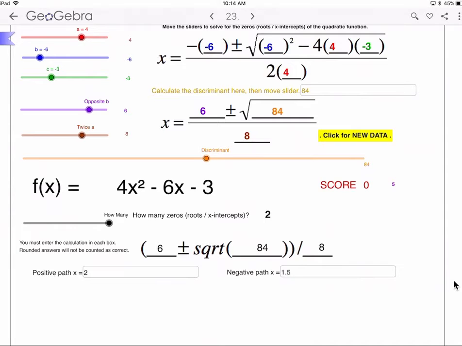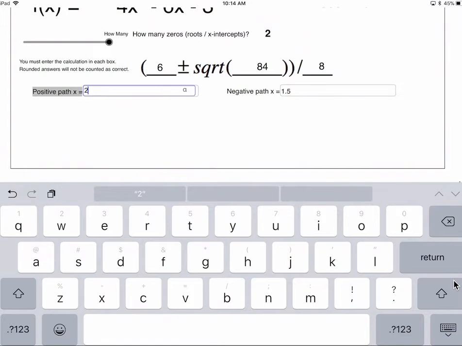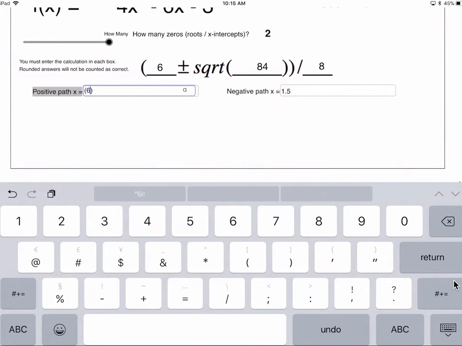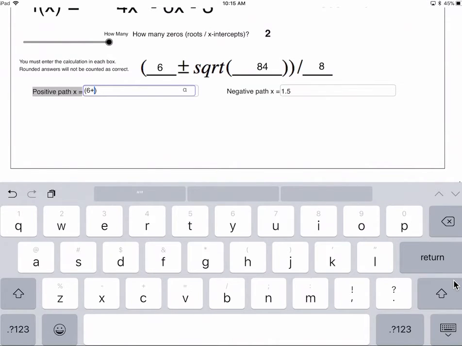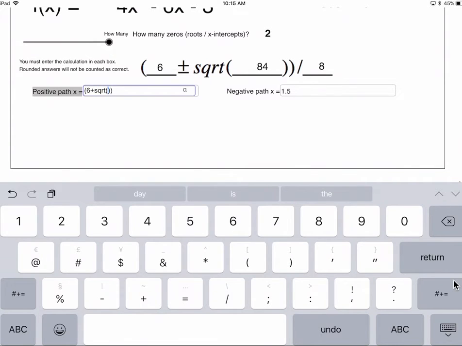You will have difficulty if you try to use a calculator and then type in the value, especially if the square root is an irrational number. So I'm going to do it right on the screen, and I'm going to delete that 2, and I'm going to put in, because we did the work above, and this is the way we have to enter it. So open a parentheses, 6. I'm doing the positive path here because it asked for the positive path. I need to go and SQRT for square root. Open parentheses, put in 84. Close parentheses, close again, and then I'm going to divide by 8. When I press return, I'm going to get a value there.